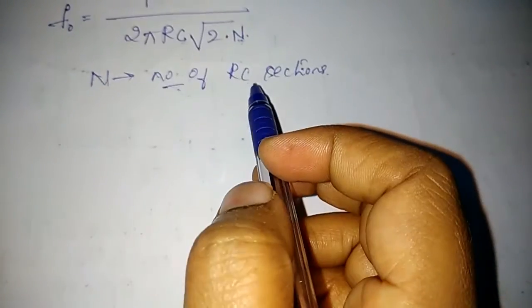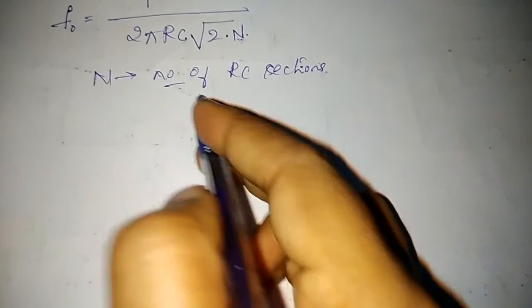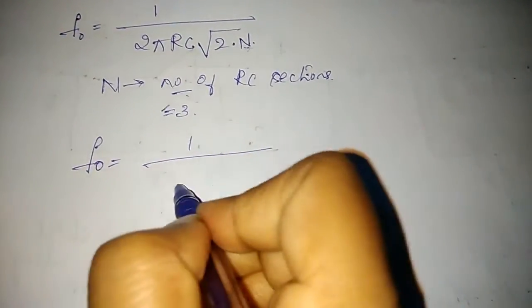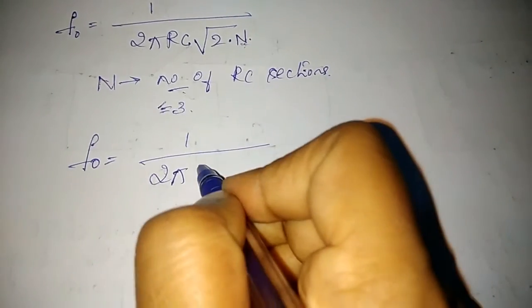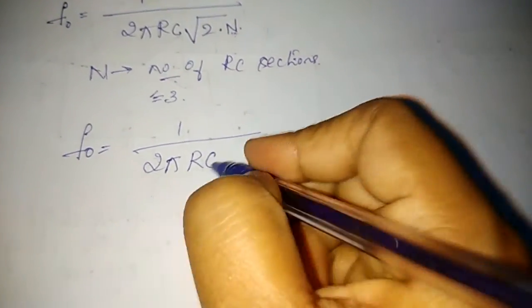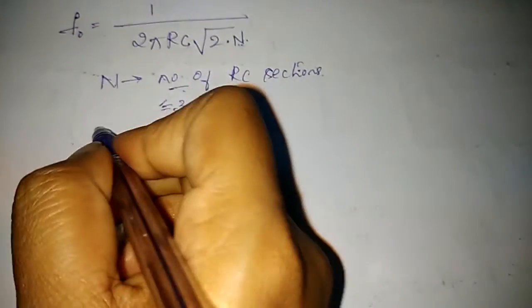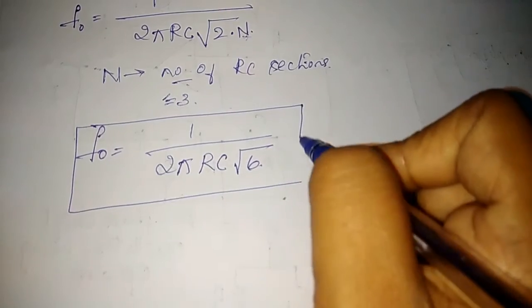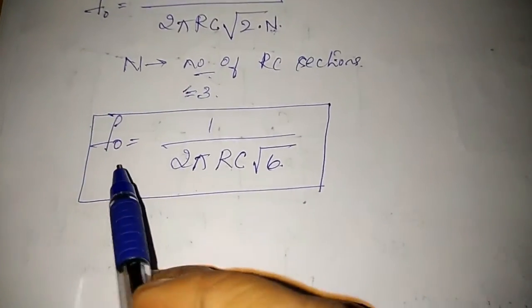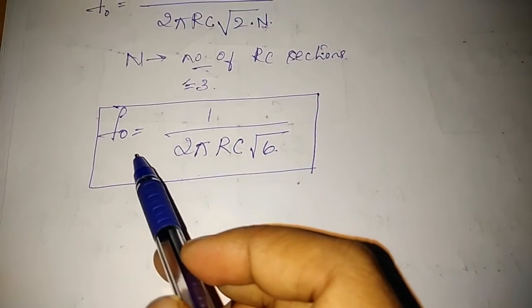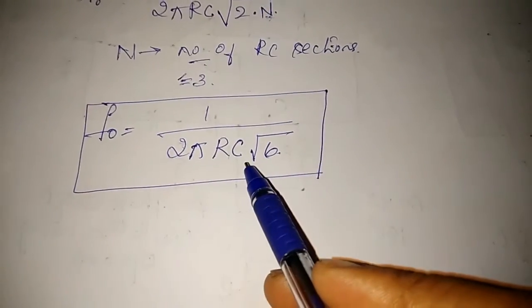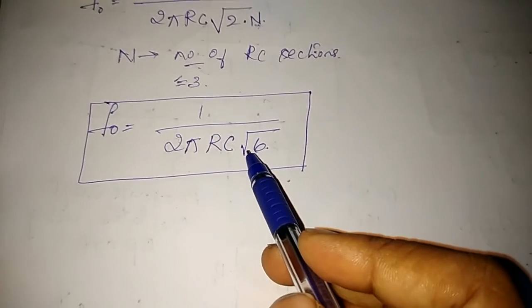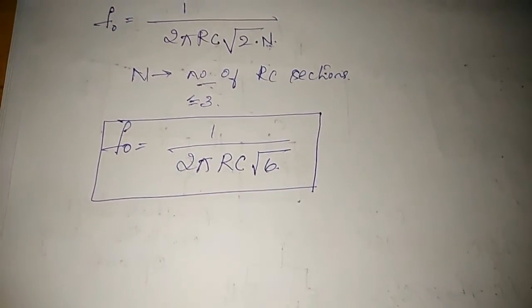Okay, since we are using N, the number of RC sections, equal to 3, we'll substitute N equal to 3. So the frequency of the RC phase shift oscillator will be 1 by 2 pi RC root of 6. Okay, this is the equation to find the frequency of an RC phase shift oscillator. There is no derivation for this equation.